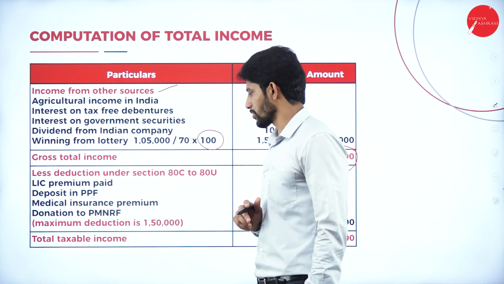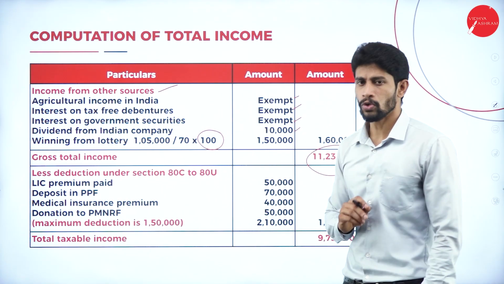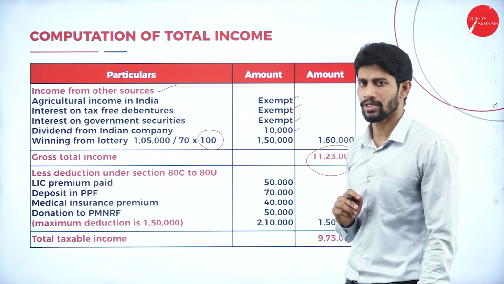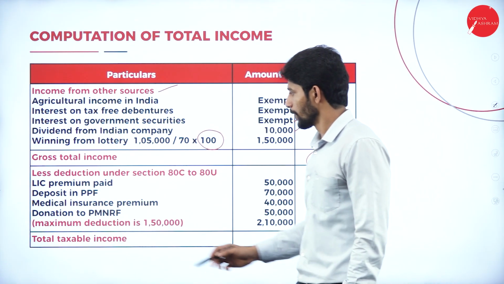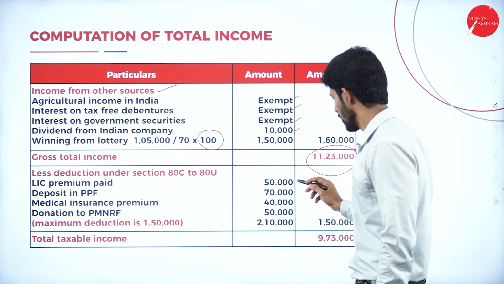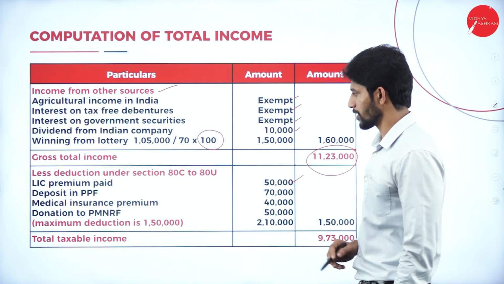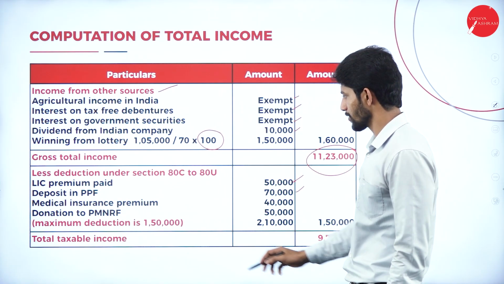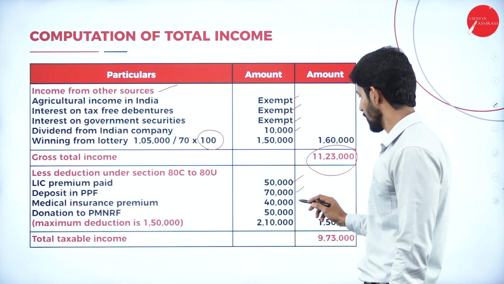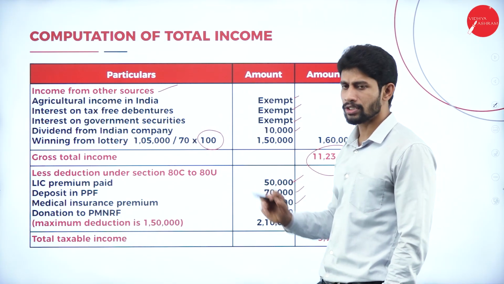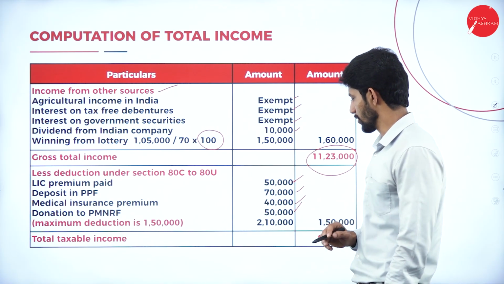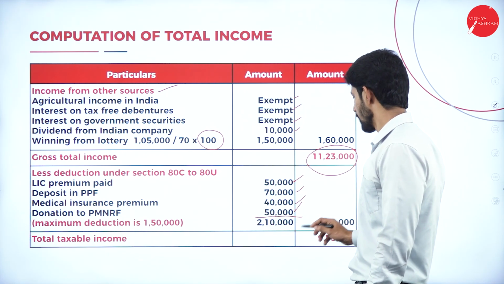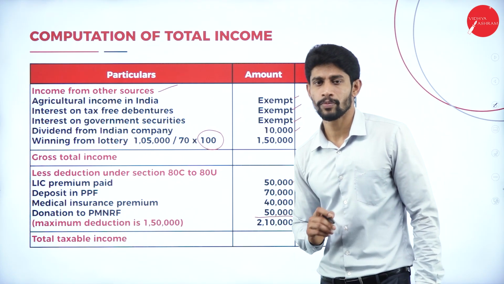Next, less deduction under section 80C to 80U. So LIC premium paid is how much? 50,000. Deposited in PPF, 70,000. Medical insurance premium, 40,000. And donation to PMNRF, 50,000. So total these four values, you will get 2,10,000.